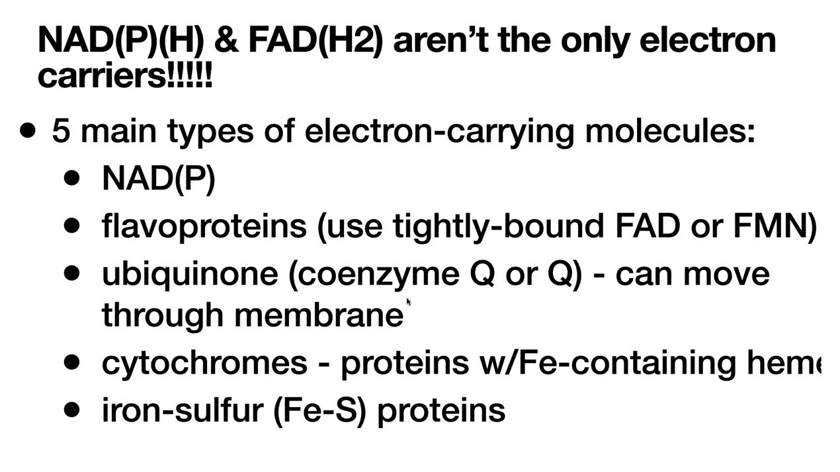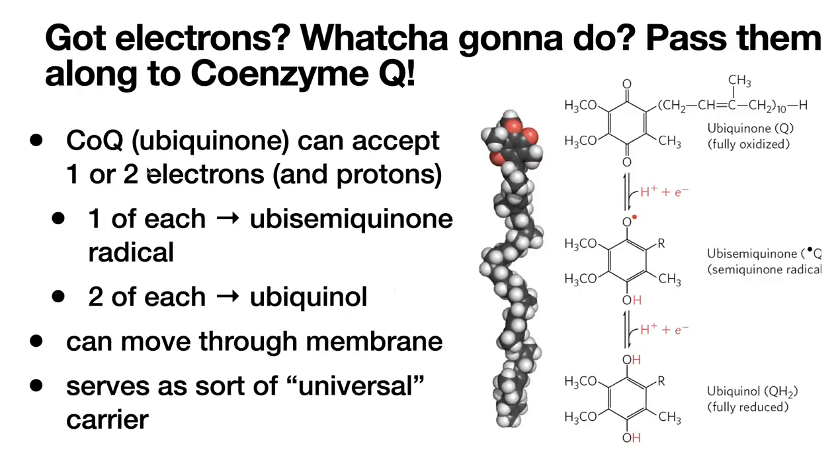Ubiquinone. So this is also known as coenzyme Q or Q. This can move through the membrane. And then we have cytochromes, which are proteins with iron-containing heme groups, as well as iron-sulfur proteins. And so we'll talk a little bit more about these different ones.